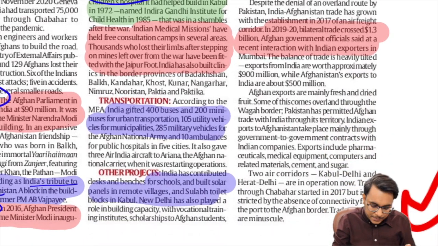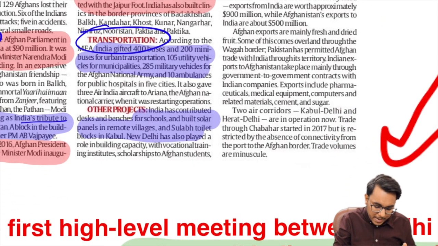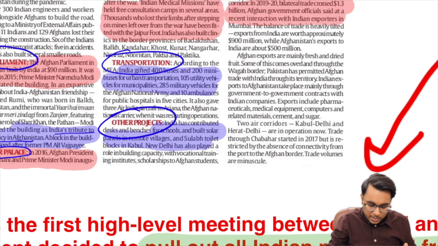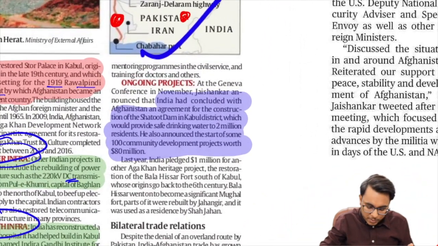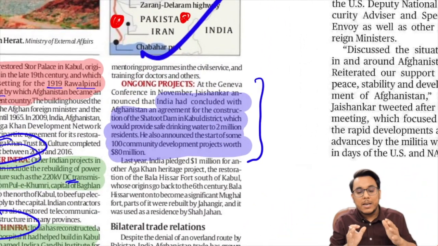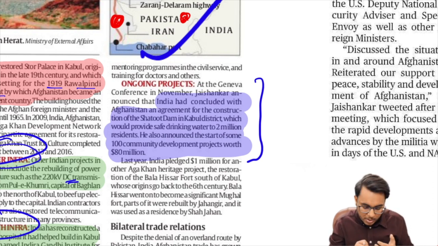Then guys, the next is the transportation sector. In order to enhance mobility in Afghanistan, many transport buses, utility vehicles, etc. have been provided by India. Then guys, there are many other projects also which are going on, such as Sulabh toilets being built, solar panels being deployed in the villages, and many ongoing projects focused on providing clean drinking water and building toilets, fine.